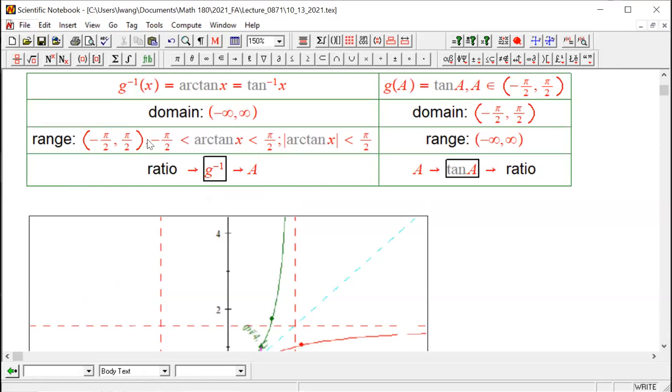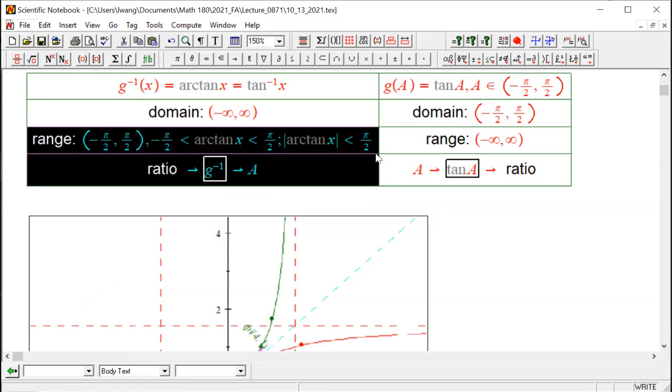Very, very important. If you understand this, you will know what happens when you do the limit, when you approach negative pi over 2 from larger than negative pi over 2, or you approach pi over 2 from smaller than pi over 2. These are calculus concepts, but I introduced it here. I want you to see how natural those notations are, and without them you would have to use many more words to describe that.